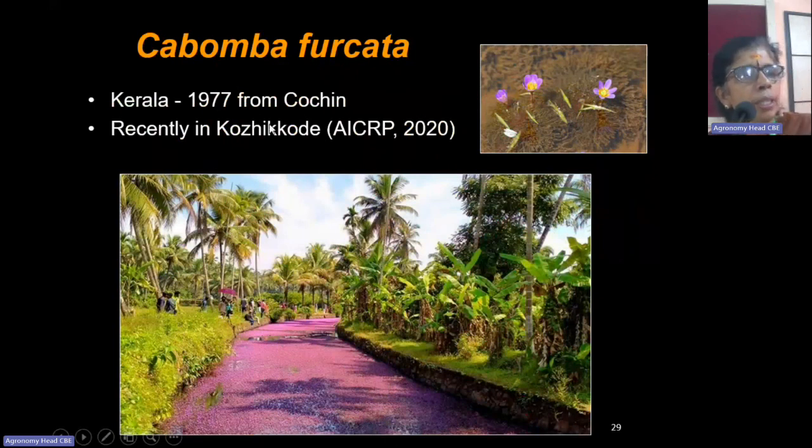This was in Kerala from years before, but this profuse blooming was reported in 2020, and recently last year in our Kole lands also there was profuse blooming. Because of its furcate or fork-like leaves, its name is furcata.